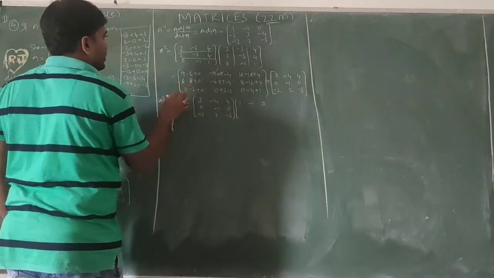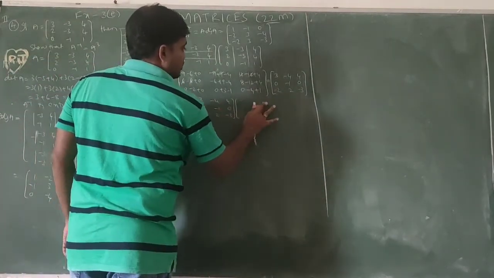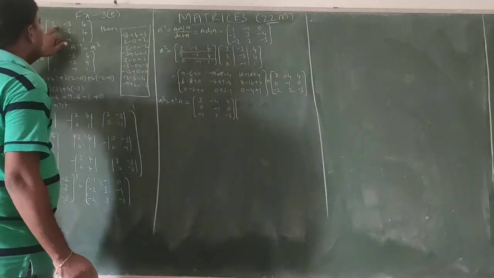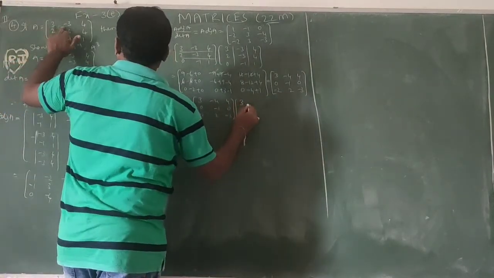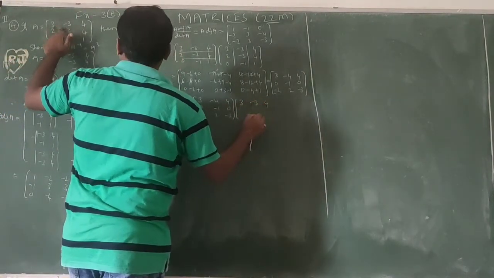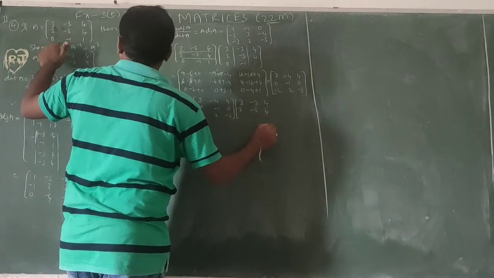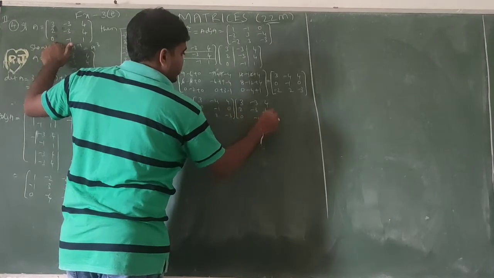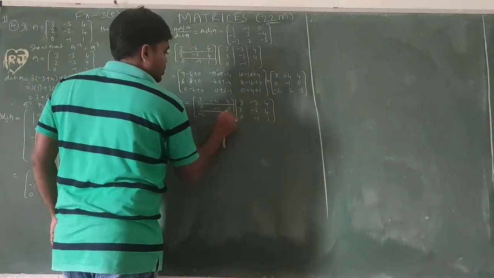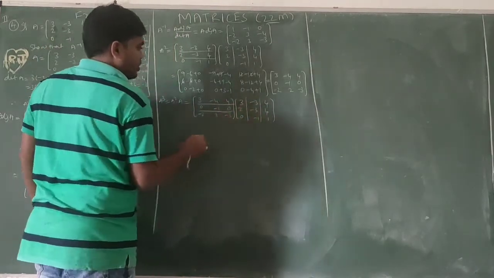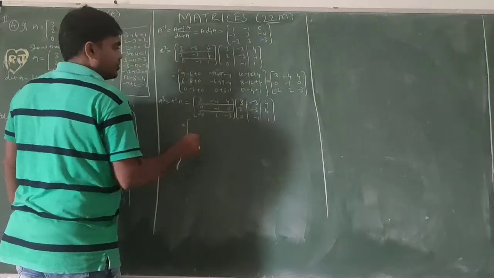A square. A equal to this one: 3 minus 3 4, 2 minus 3 4, 0 minus 1 1. So rows, columns. Now the multiplication.